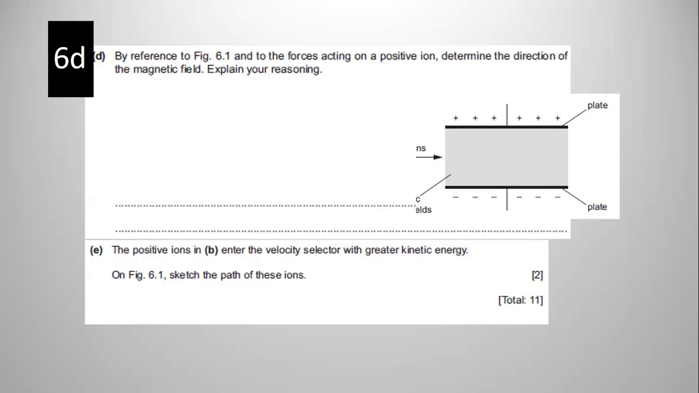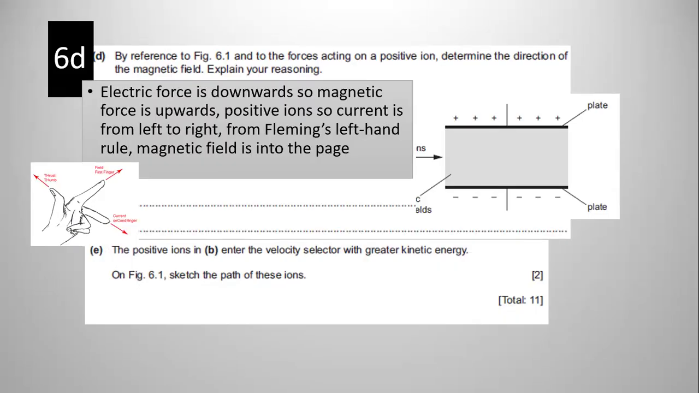Okay, electric force is downwards, so magnetic force must be upwards. Then we use Fleming's left-hand rule. Positive ion, so the current is from left to right. From Fleming's left-hand rule, magnetic field is into the page. It can be either in or out of the page only. So they use Fleming's left-hand rule to check.